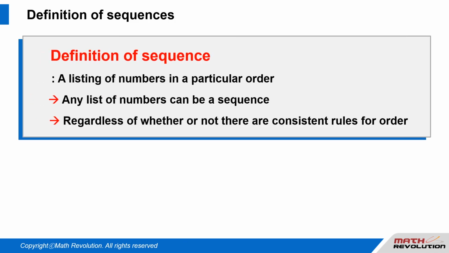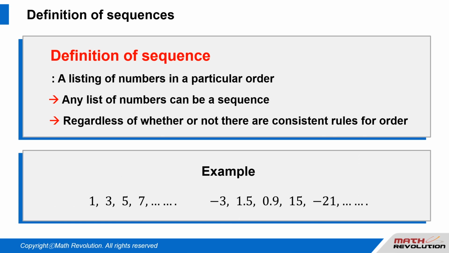In this video, we will be talking about the definition of sequences. Definition of sequence. A sequence is a listing of numbers in a particular order. Any list of numbers can be a sequence regardless of whether or not they have a consistent rule of order. For example, 1, 3, 5, 7, and so on, -3, 1.5, 9, 15, -21, and so on.